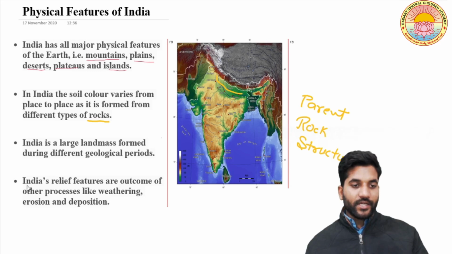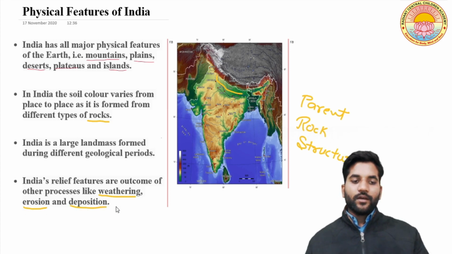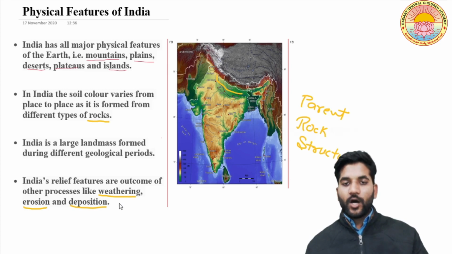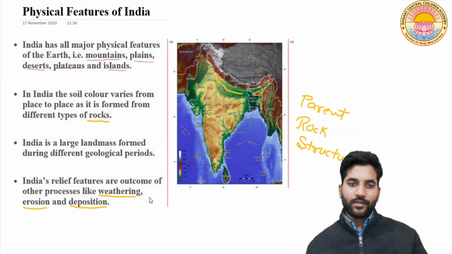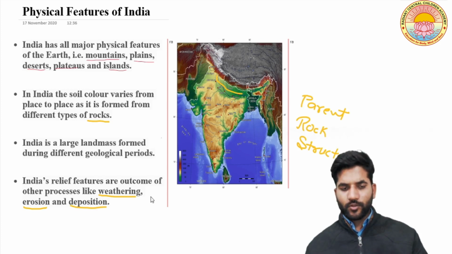The last point in this slide is India's relief features are the outcome of processes like weathering, erosion, deposition. Relief features are the outcome of different factors like plate tectonic movement, but there are some which are not internal in nature. They occur on the earth, like processes such as weathering, erosion and deposition.